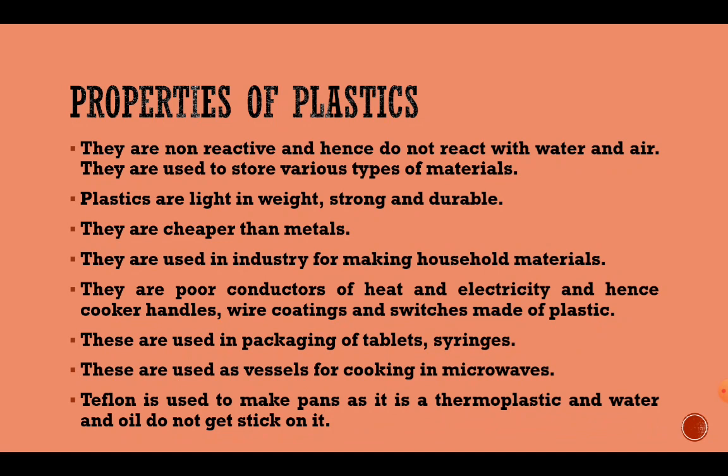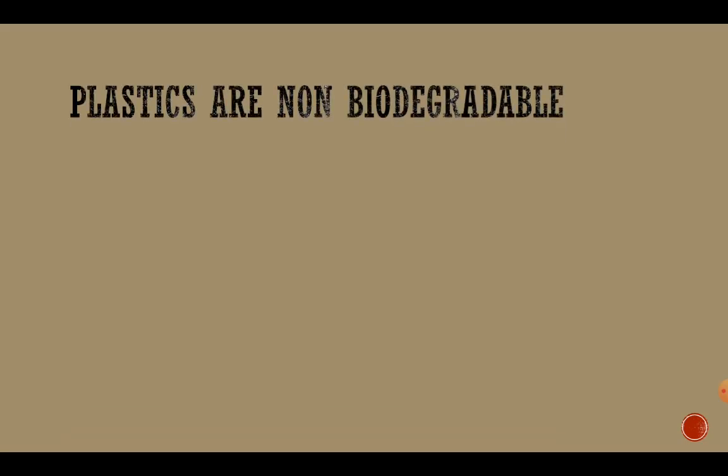It is written wrong over here, it is actually a thermosetting plastic, which means that it does not get deformed on heating, and water and oil do not stick on the Teflon surface. That's why Teflon is preferred over here due to three important properties. First, it is a thermosetting plastic. Second, oil and water do not stick to it, and also it is a good conductor of heat. Now let's discuss the next heading, that is plastics are non-biodegradable.